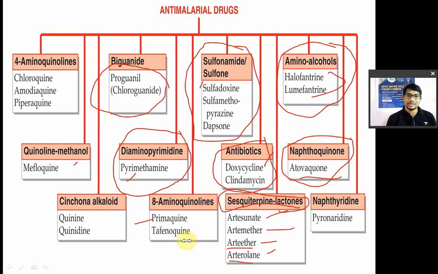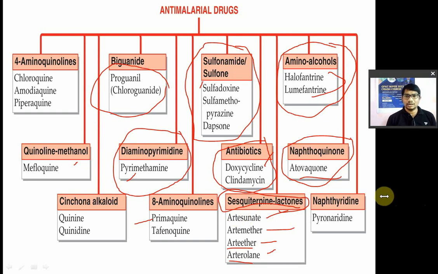Now what is the mechanism of the sesquiterpene lactone? Artemisinin, artesunate and artemether, all these drugs bind with the hemoglobin and release free radicals, which damage the parasitic membrane, and that causes the death of the parasite. So it is known as a sesquiterpene lactone.